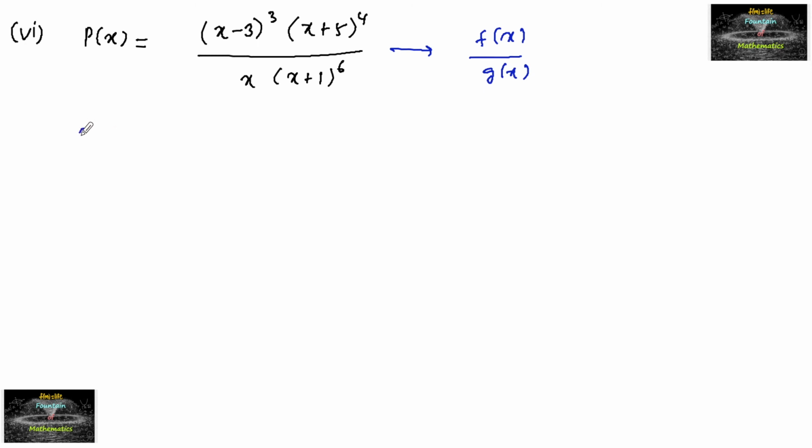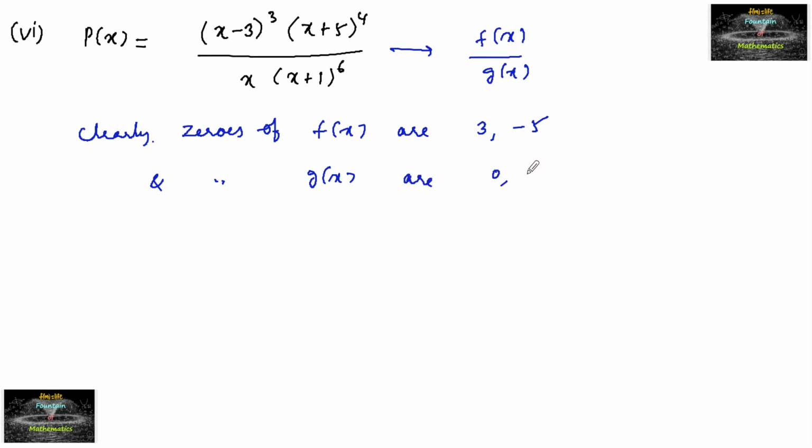So clearly the zeros of f of x are 3 and negative 5, and zeros of g of x are 0 and negative 1. For x, we can write x minus 0, that is x equal to 0, and for x plus 1 we have negative 1. So let us mark these roots on the number line.